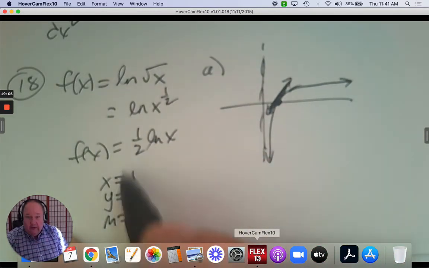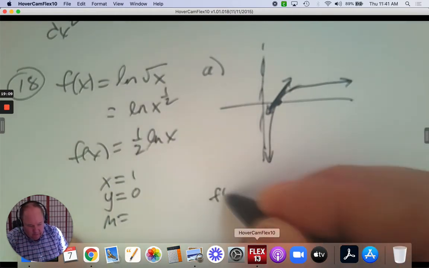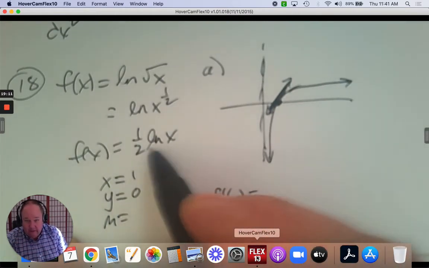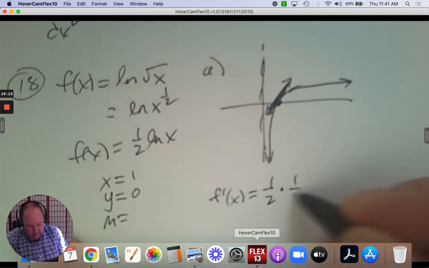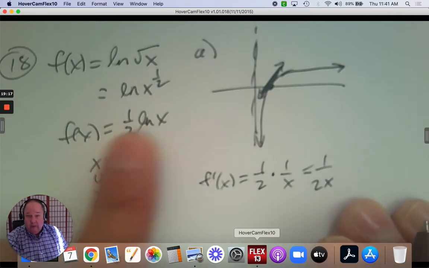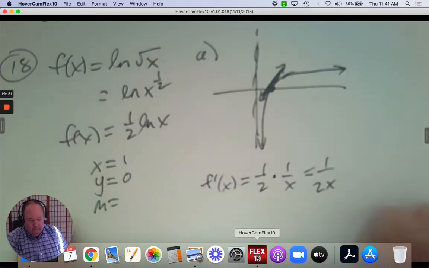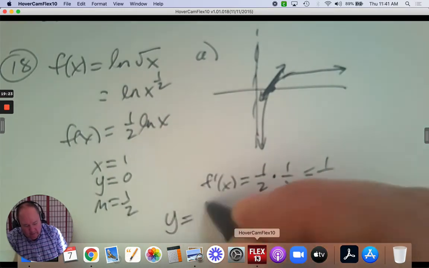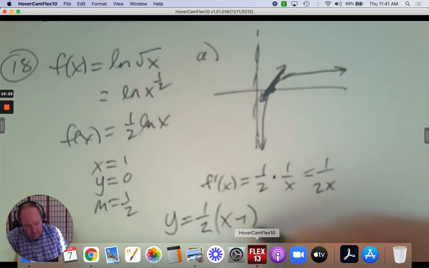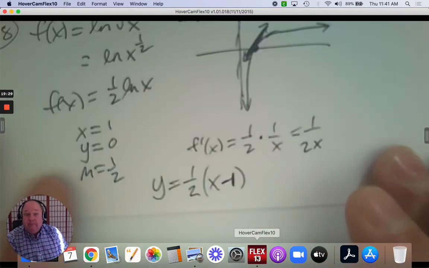For this one, I need to find the derivative. So that's why this is helpful right there. So the derivative of this is just 1/2 times 1 over x, right? Or 1 over 2x from here. And then plug in 1 for x, and you get 1/2, and then the equation of the tangent line is that. You don't need to go plus 0 at the end unless you really feel like it. Done.